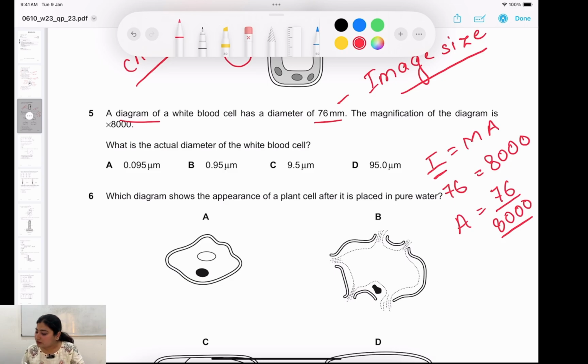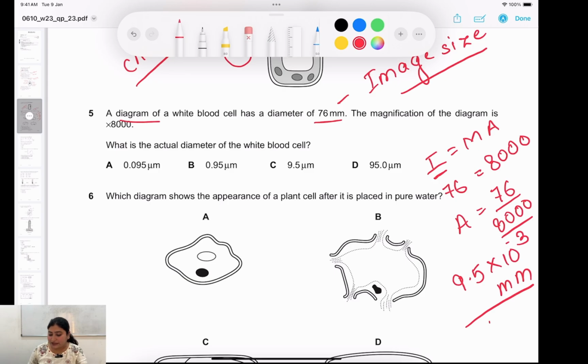You're going to get 9.5 into 10 raised to the power minus 3 mm. Okay, this is in mm. Now if I have to calculate this in micrometer, because the answer here is given in micrometer, what I'm going to do is divide it by a further 1000.